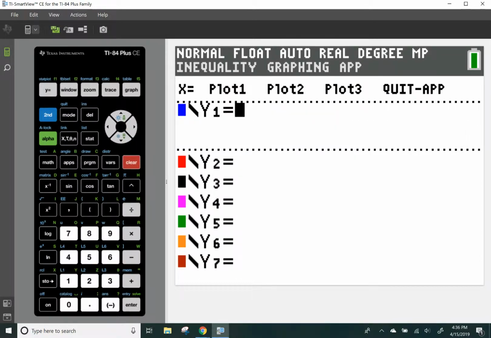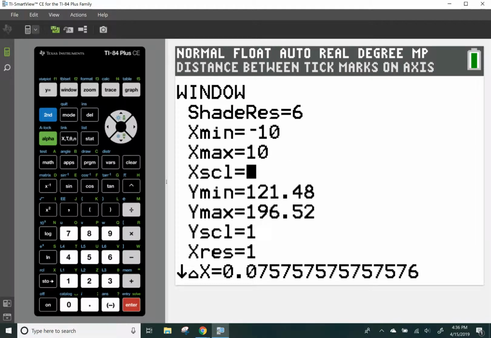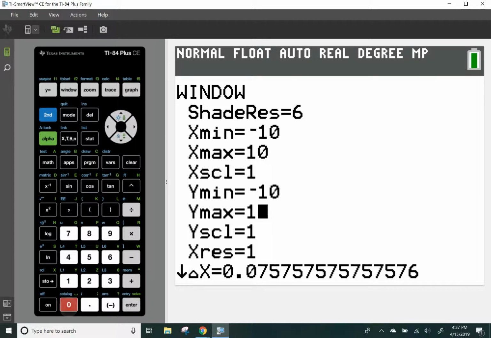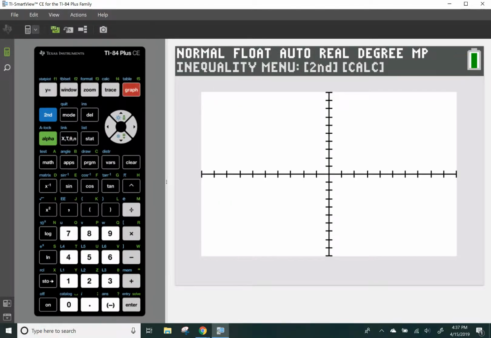Let me clear that. When you do that, make sure that your window is set to a normal window range. That would mean x min and x max would be negative 10 and positive 10. Then the y min would be negative 10, the y max would be positive 10, and the y scale would be 1. That's your normal window. So if you want to type in your graph, you can hit graph and then view it, and you'll be able to hopefully answer that question from that graph if you really need to.